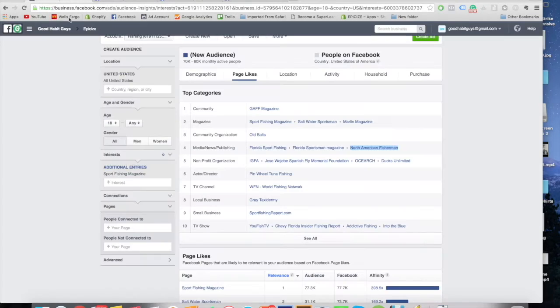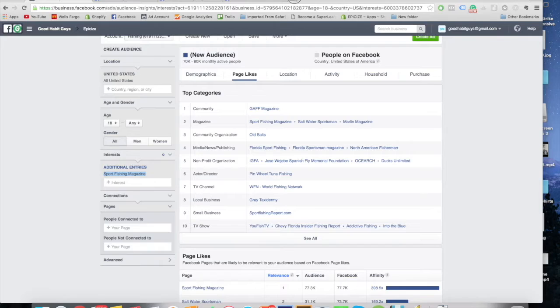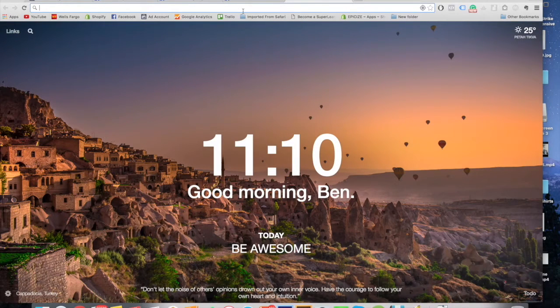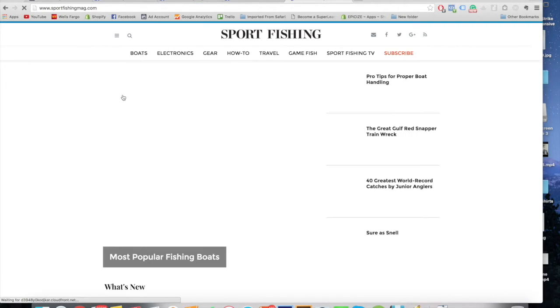So that's already something we're going to write down. Sport fishing magazine. I'm going to copy that and put it under magazine subscription. Now, there is a difference between just a magazine and a magazine subscription. So we're going to check if this is an actual subscription service. We're just going to do a quick Google search of their website and see what we can find.